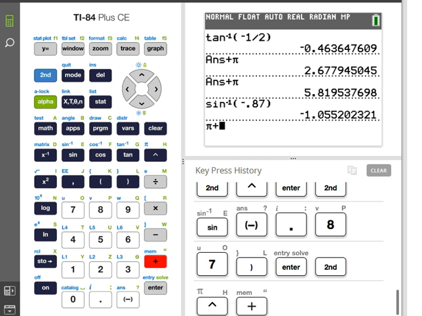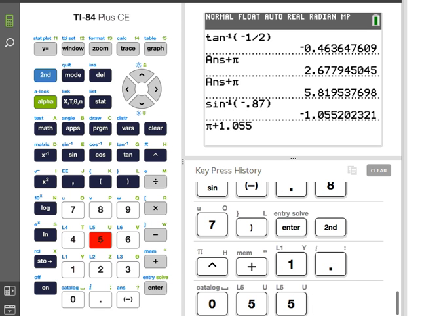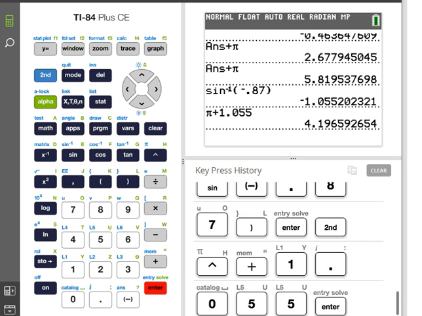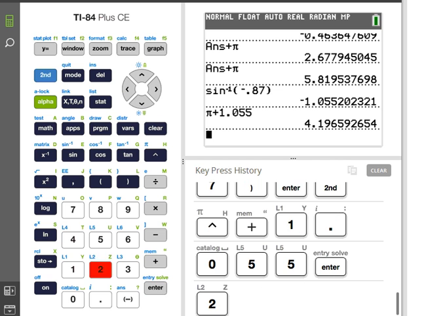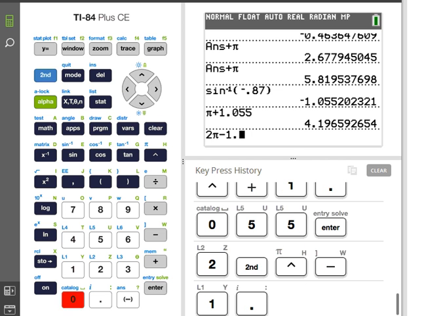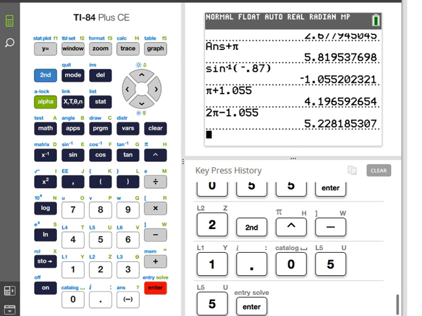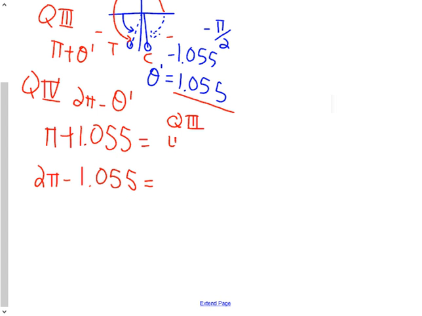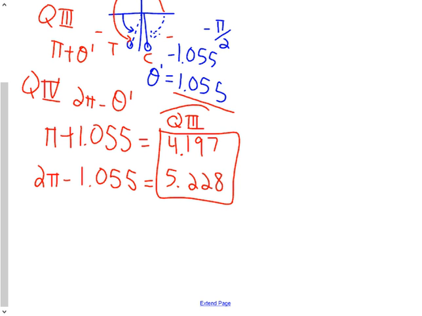Now plugging that in, again, we got pi plus, and we're just going to type it in, because the answer key is going to give us the negative variety with one positive. So I get 4.197, and then we're going to do 2 pi minus the 1.055. So I get 4.197 and 5.228. And those are my 2 answers for sine of an angle equals negative 0.87.